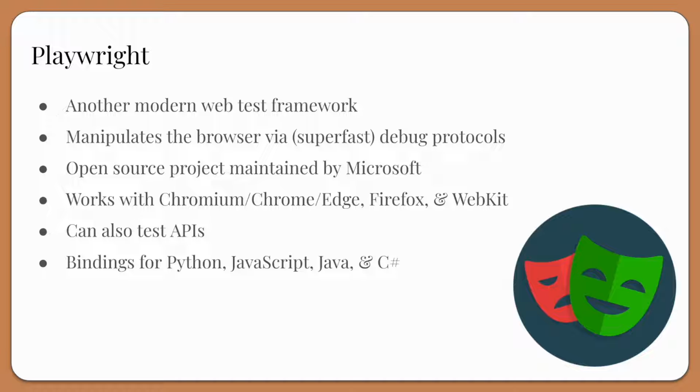The way Playwright works is it manipulates the browser via debug protocols. So it's kind of going through the back door, and that lets it be very, very efficient in how it can execute. If you do benchmarks comparing execution times between Selenium, Cypress, Playwright, or WebDriverIO, you will see that Playwright as well as Puppeteer are always much, much faster in terms of execution time.